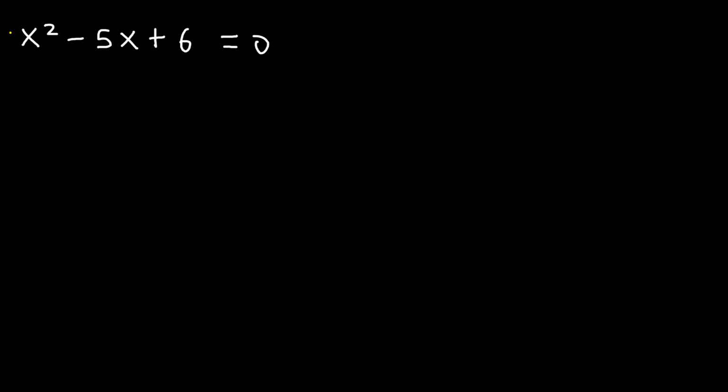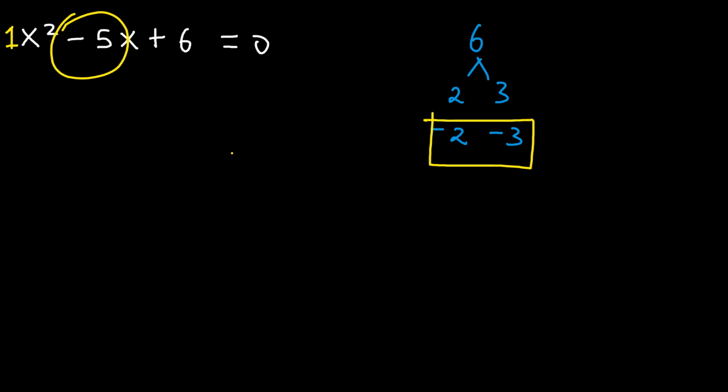For this example, the leading coefficient is positive 1. Therefore, to factor this, we need to find two numbers that multiply to positive 6 and add up to negative 5. The two numbers that multiply to 6 we have 2 and 3. And for this example, we can either have positive 2 and positive 3 or negative 2 and negative 3, because in both cases they multiply to positive 6. But for this example, we shall take negative 2 and negative 3 because they add up to negative 5.